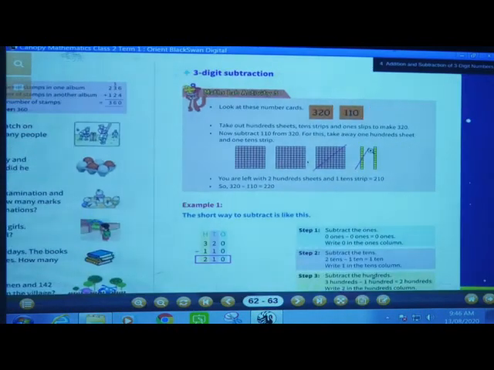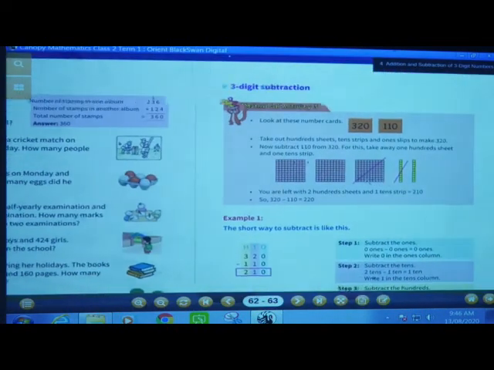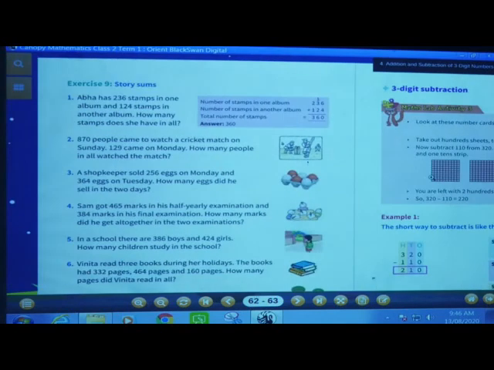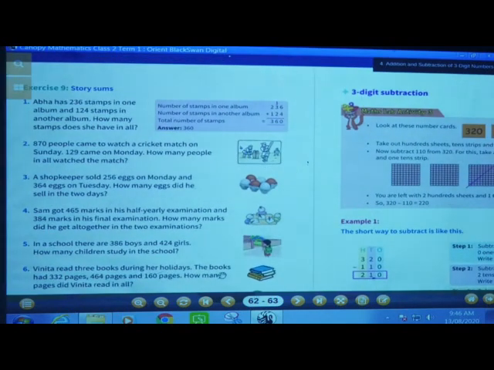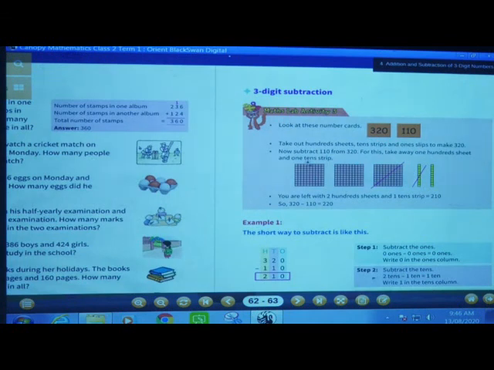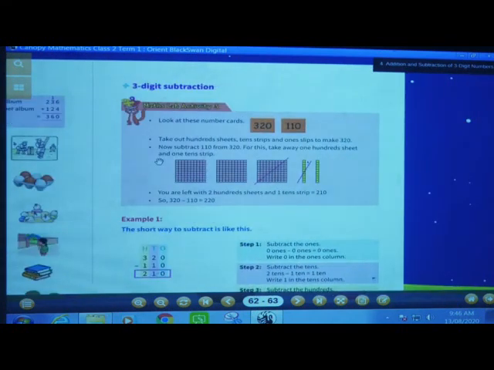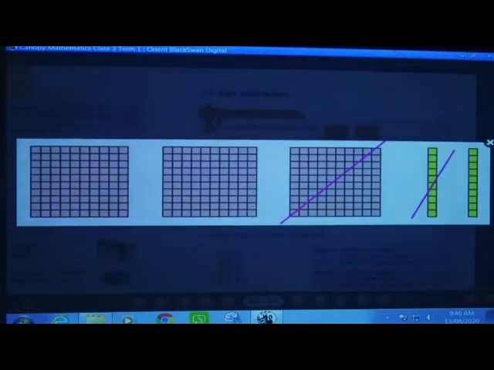Now we shall go to the next. So the remaining story sums you can practice at home also. You can practice in your rough notebook. So now we shall go to the 3-digit subtraction.